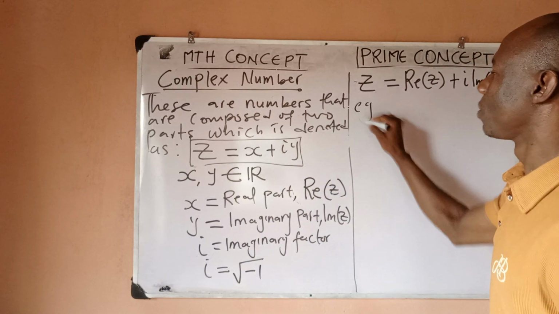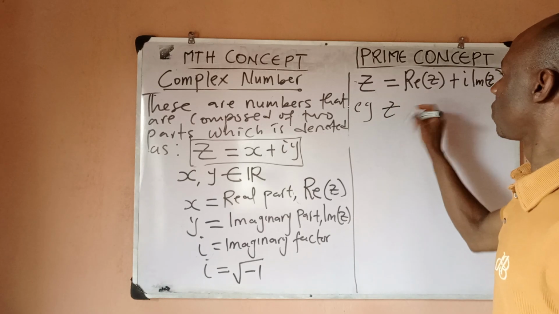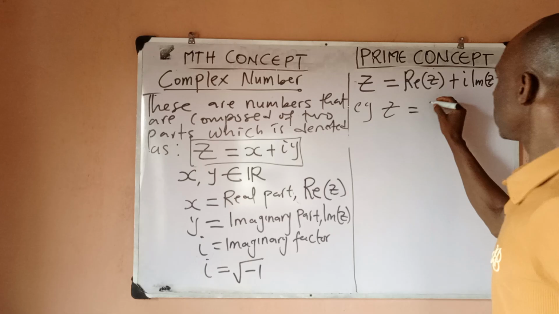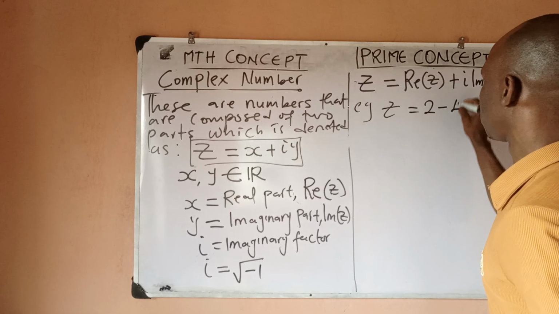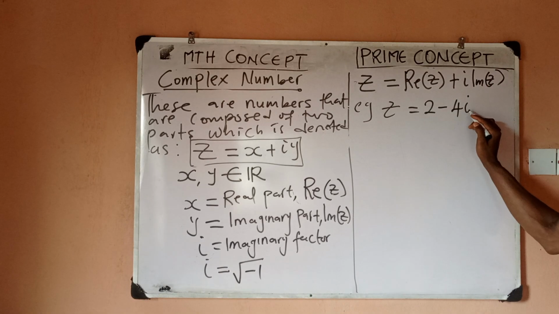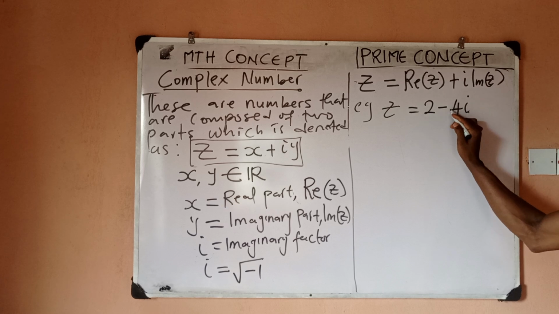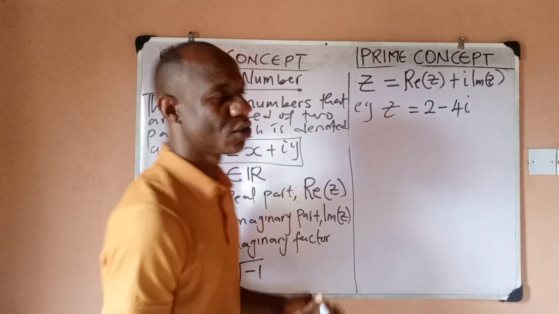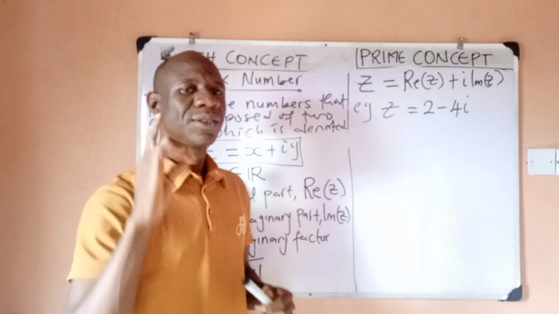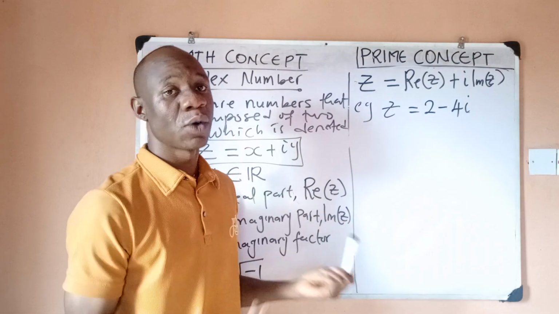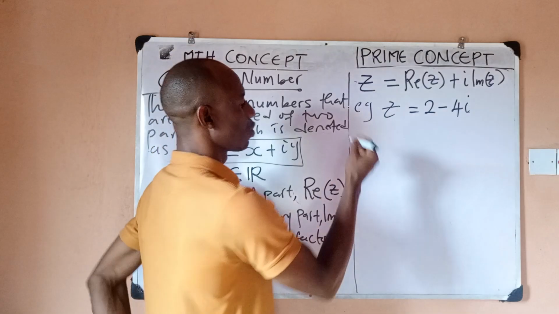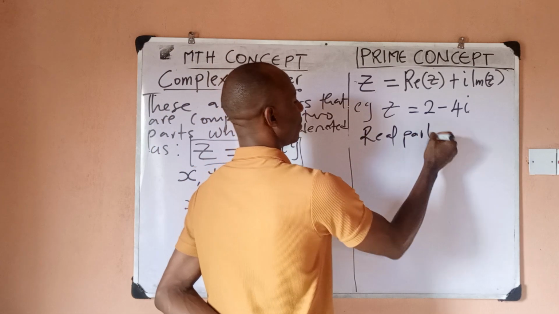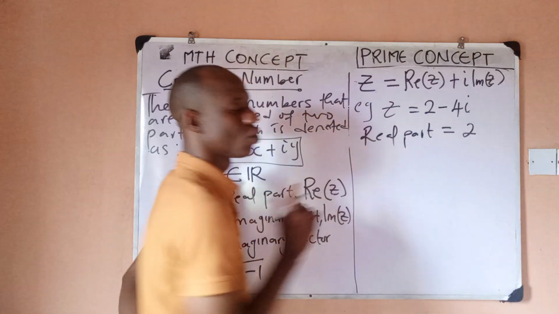So as an example, we can say that z, which represents a particular complex number, would be equal to, let's say, 2 minus 4i. Remember, if I put this i in front of 4 or at the back of 4, it means exactly the same thing. If I give a complex number this way, and I ask you, what is the real part of this complex number? You would quickly tell me that the real part is equal to 2.